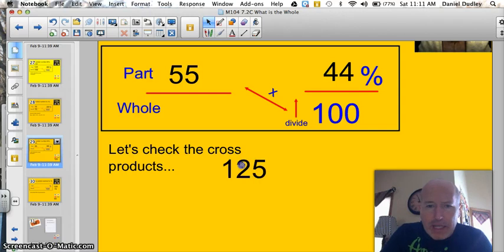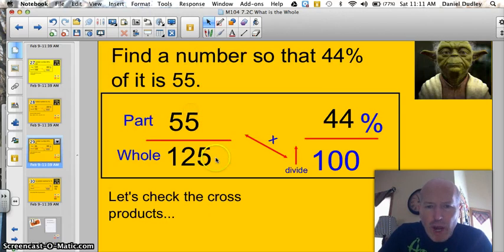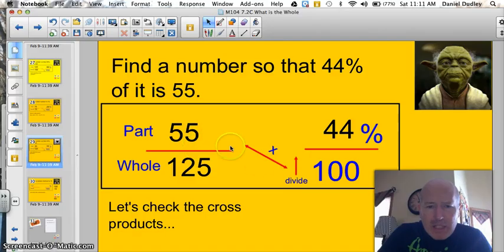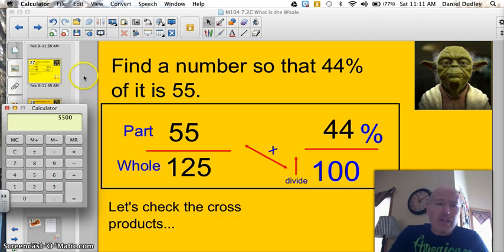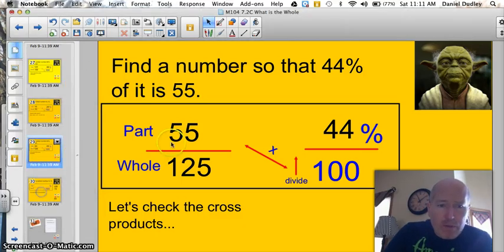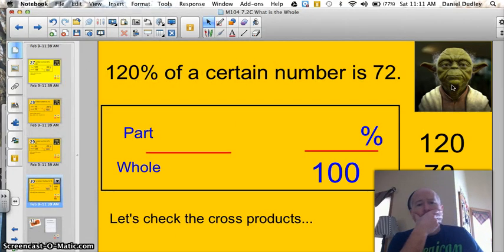And let's put that guy in. It looks right, but it's kind of a lot. So I'm just going to do the cross products this time. 55 times 100, of course, is 5,500. So let's just clear this out and go 125 times 44. And that's 5,500 too. So good job. You got that one correct. All right. One more problem for you to try. Master Yoda? Use the box and the Jedi you will be.